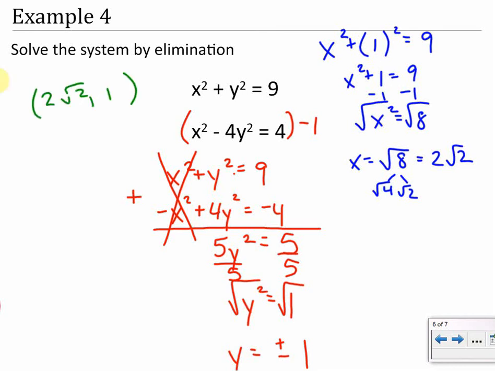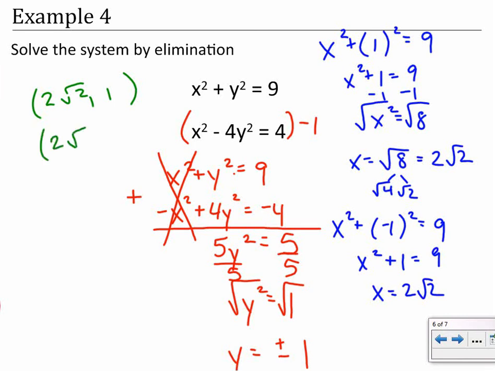And now let's do that for -1. So I'd have x squared plus -1 squared equals 9. Well, you'll see that this actually becomes the same thing because -1 squared is also 1. So I get the same y coordinate, or sorry, the same x coordinate for this y coordinate. So my 2 points in my system are 2 radical 2 comma 1 and 2 radical 2 comma -1.